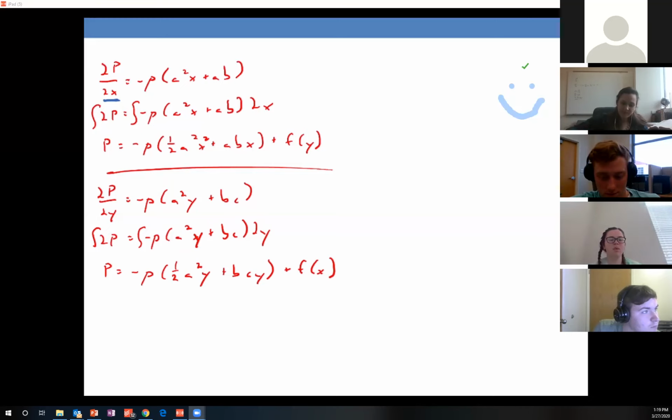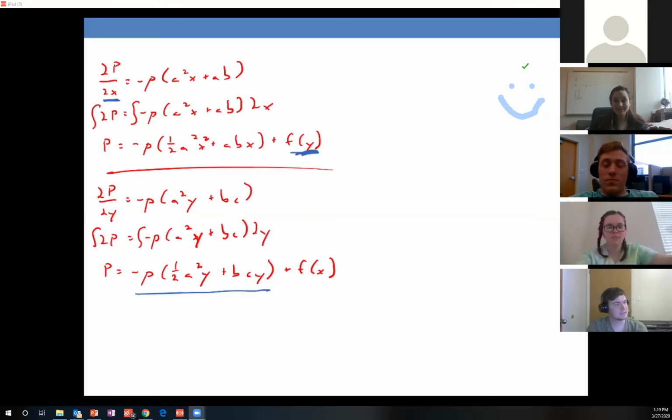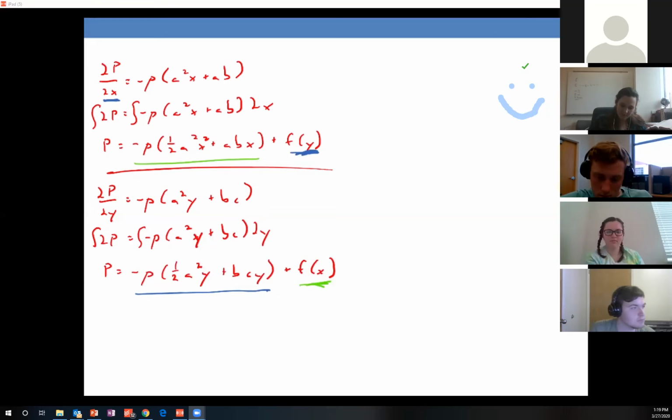So we did the same thing with both of them. When we did the integral with respect to x, you end up with f of y as your constant. And when you do the integral with respect to y, you end up with f of x as your constant. And if we look at these, you will see that the f of y right here has got to be this, and the f of x right here has got to be that. Or you could just set them equal. That's probably the clearest way.